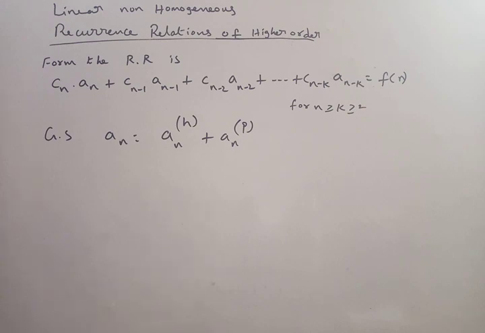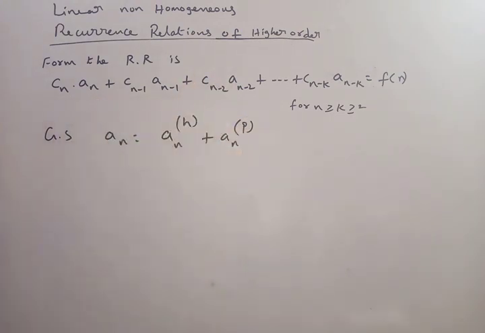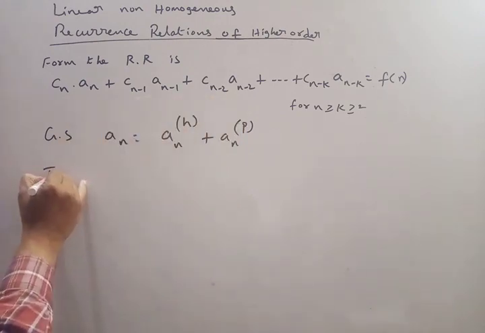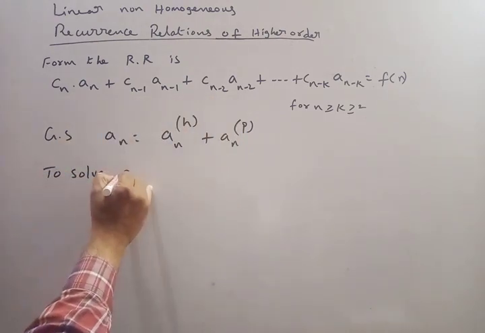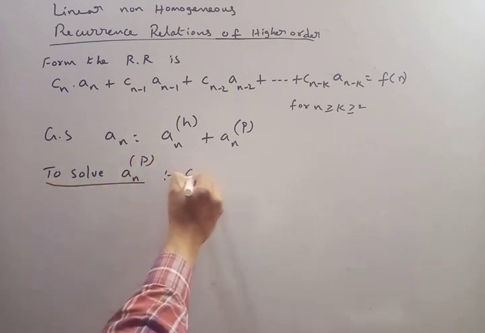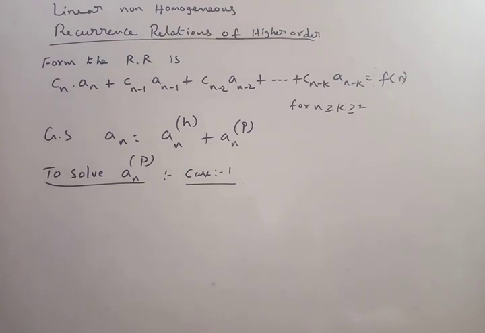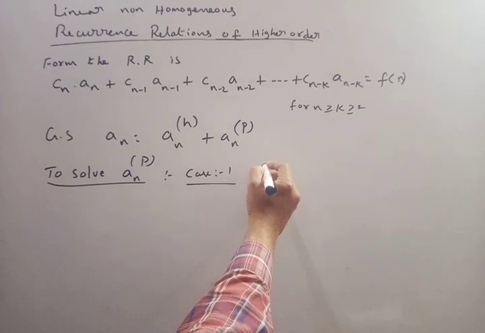Actually basically a_n^(h) is calculated by roots, but to find a_n^(p) we have 4 cases. How many cases we have? 4 cases to solve a_n^(p). To solve a_n^(p), how many cases we have? 4 cases we have.